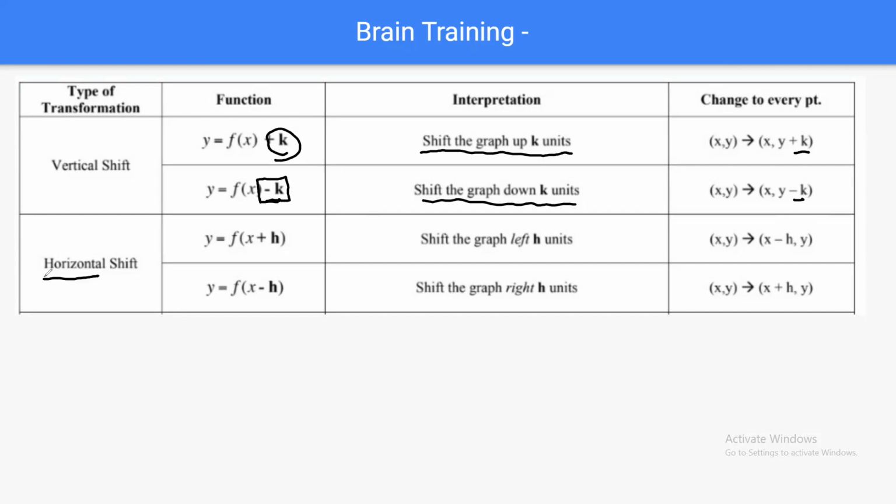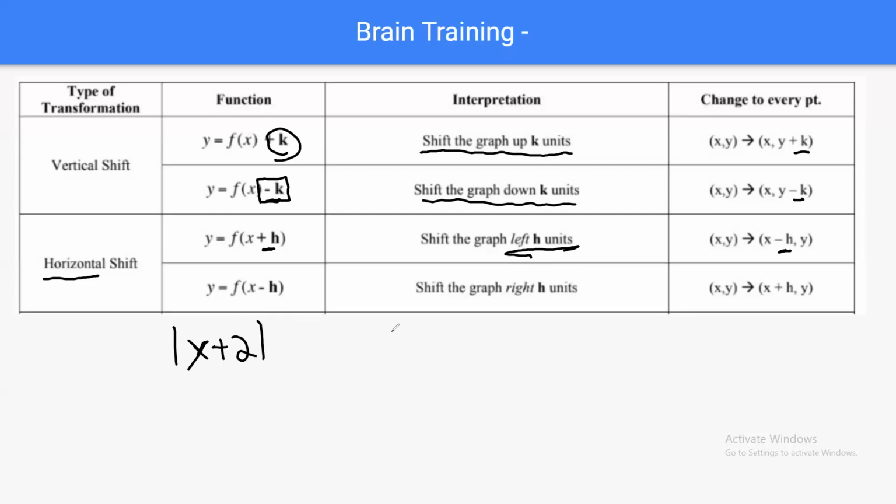Horizontal shift, if we're adding h to the inside of my function, like x plus 2, you see a plus 2, so you think it's going to be to the right. But it's actually to the left, h units. So if it's to the left, we're subtracting h, or x minus h. That's what we're going to be doing with the points.